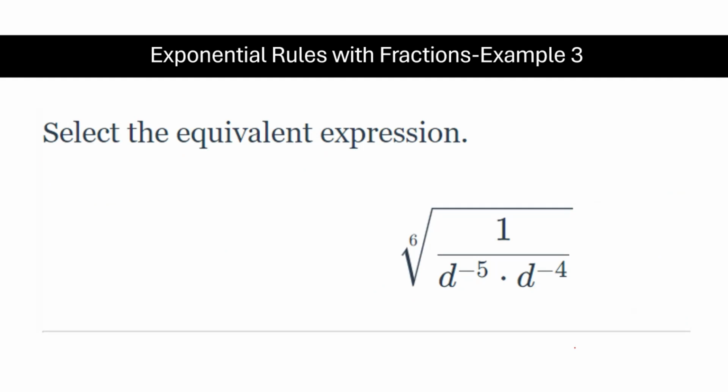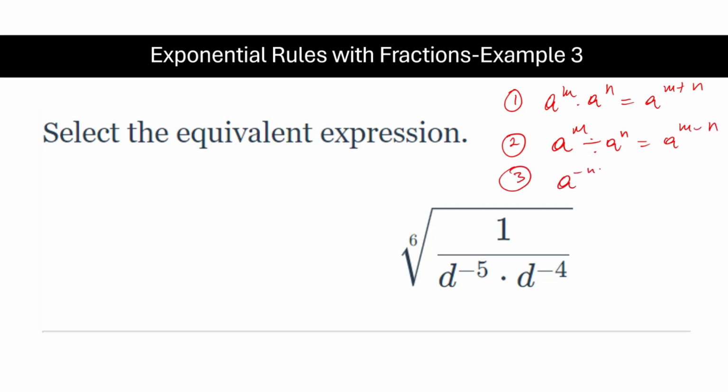All right, now let's jump into this last question. This is asking us to select the equivalent expression, but here we're going to create an expression that simplifies this problem. We want to review a few basic rules. The first rule is that a to m times a to n is a to m plus n. Secondly, a to m divided by a to n is a to m minus n.